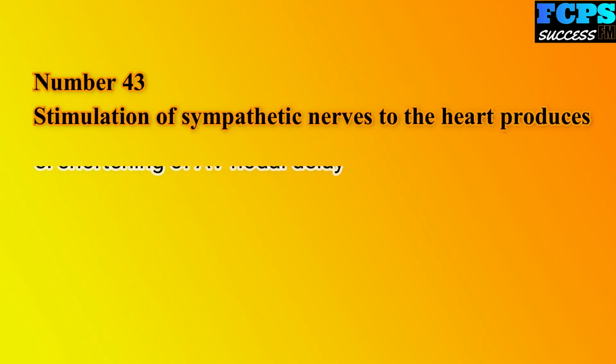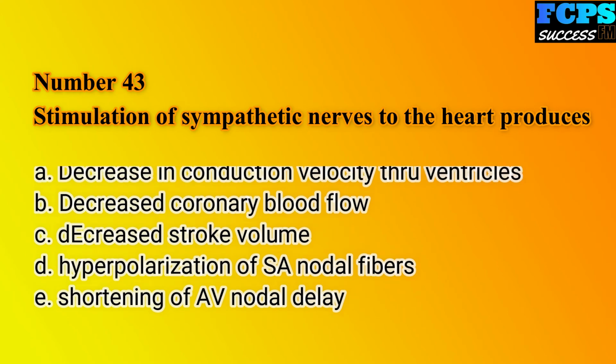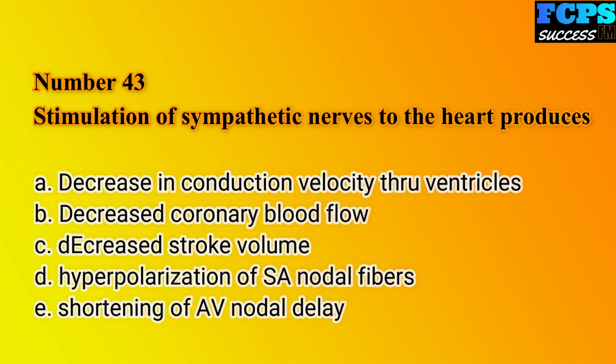Number 43. Stimulation of sympathetic nerves to the heart produces: A. Decrease in conduction velocity through ventricles, B. Decreased coronary blood flow, C. Decreased stroke volume, D. Hyperpolarization of SA nodal fibers, E. Shortening of AV nodal delay. Correct option is E. Shortening of AV nodal delay.